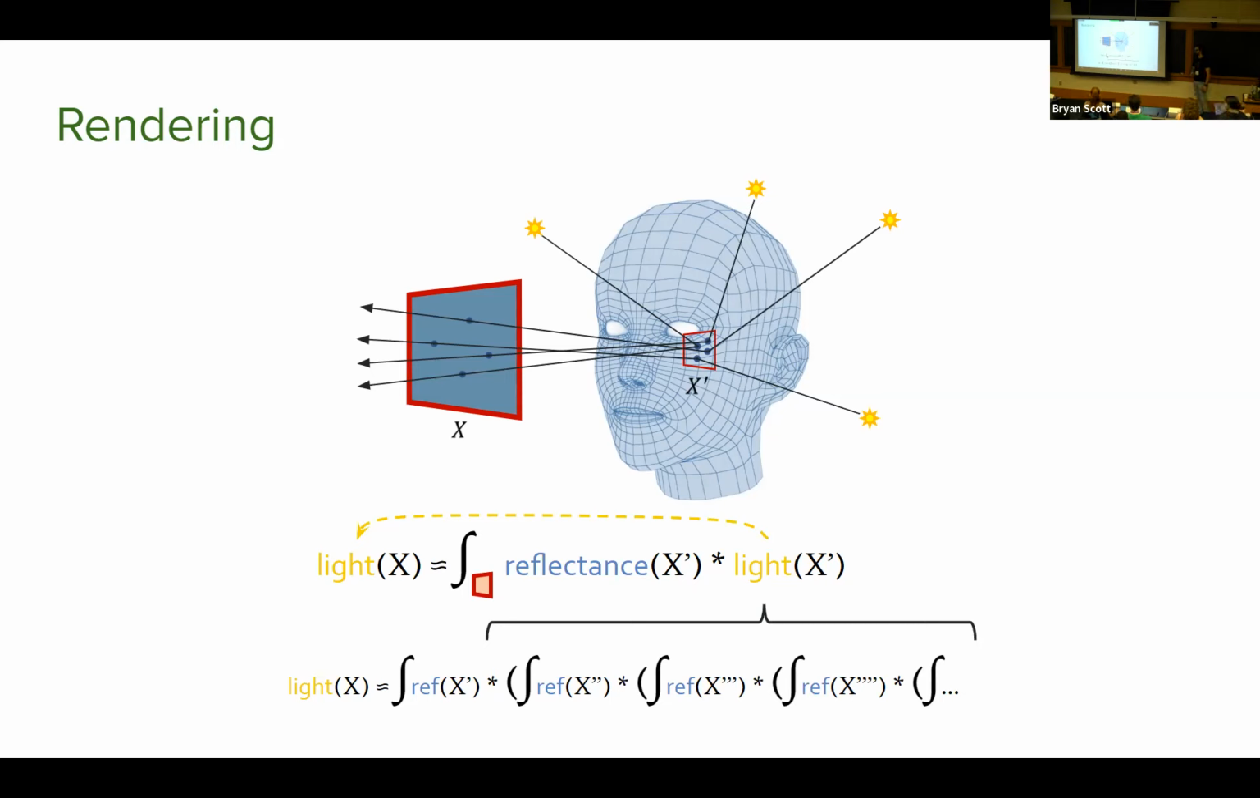Assuming that the light comes from infinity at x prime, such that the reflectance is 0, sometimes you can, but most of the time it's hitting something else, right?